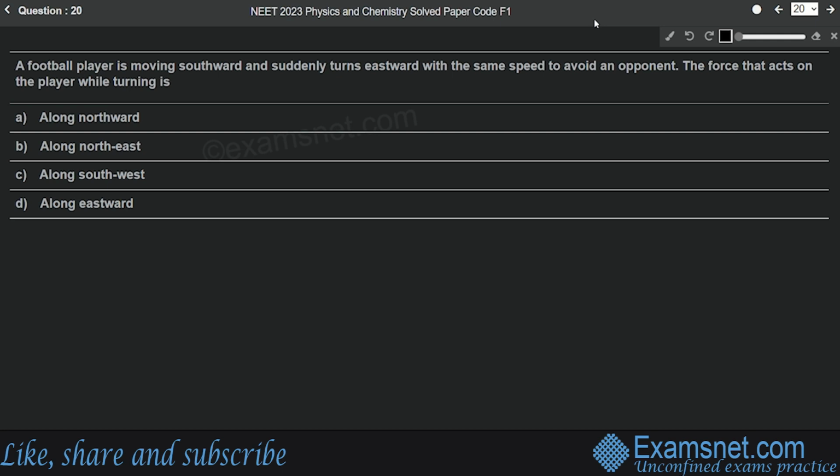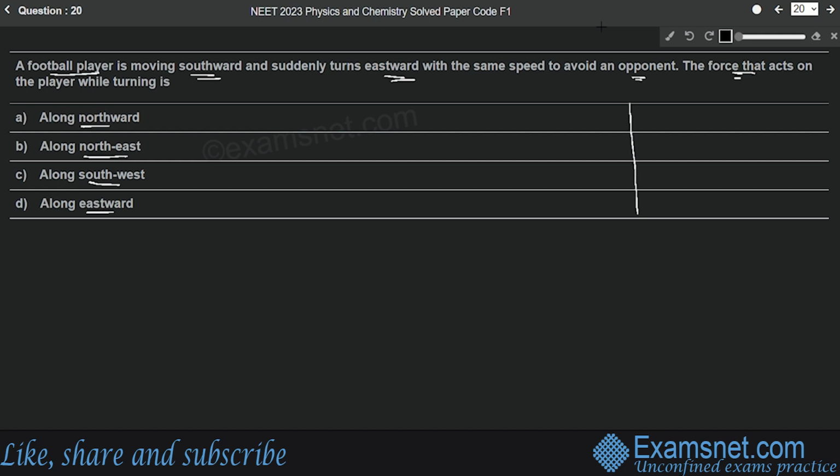Question number 20 is related to vectors as well as laws of motion. And the question is, a football player is moving southwards and suddenly turns eastwards with the same speed to avoid an opponent. The force that acts on the player while turning is, options are along northward, along northeast, along southwest, and along eastwards. Okay, so we have to determine the direction of the force.